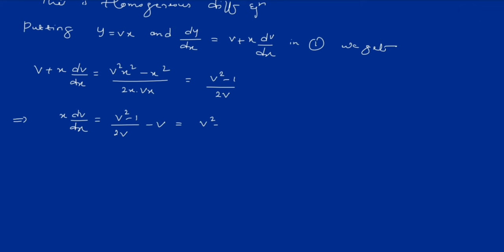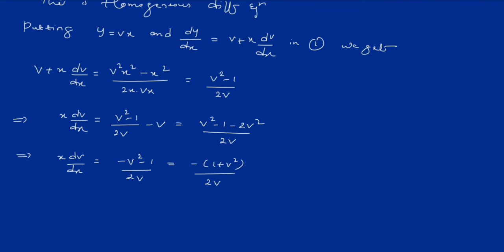what we get is v square minus 1 minus 2v square upon 2v. So minus 2v square plus v square can be written as x dv by dx. V square minus 1 minus 2v square can be written as minus v square minus 1 upon 2v again, which is equals to minus, taking common outside, 1 plus v square upon 2v, right?